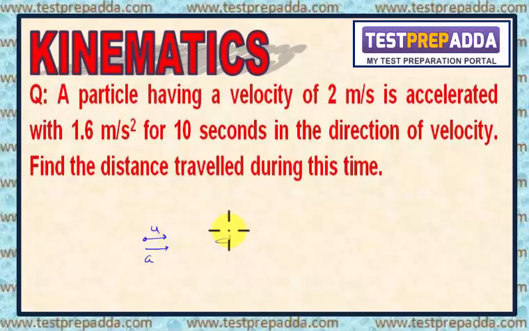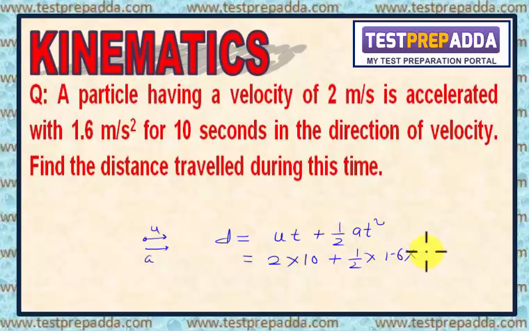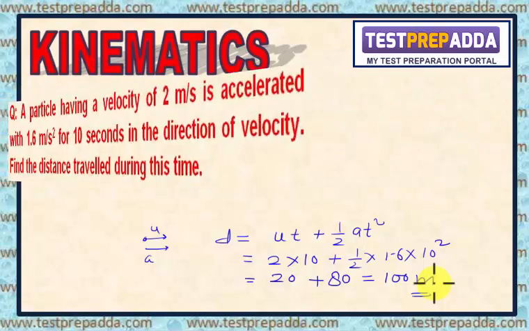So I'll use d is equal to ut plus half at square. U is given as 2, time of travel is 10, plus half, a is given as 1.6 and time of travel is 10. So I'll write this. Now if you solve, it will be 20 plus 80, and the total comes as 100 meter. Okay, now I'll take another question here.